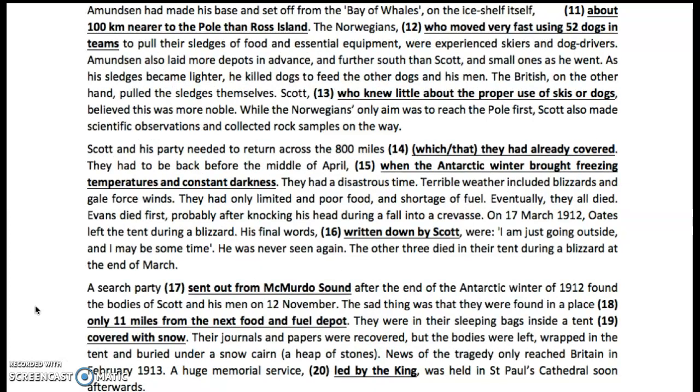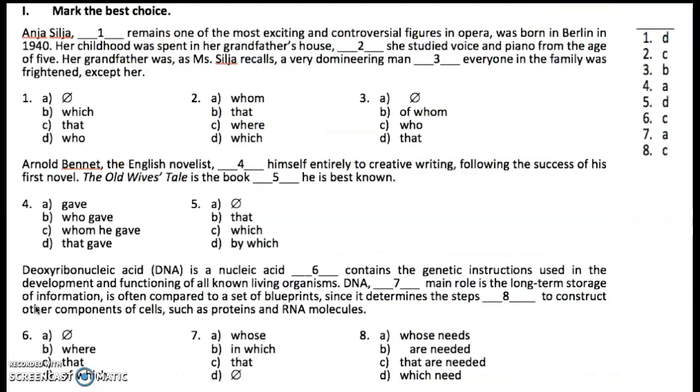Section 2. The explanations I have made for the first section are applicable to this section as well. And the last part, number 1.